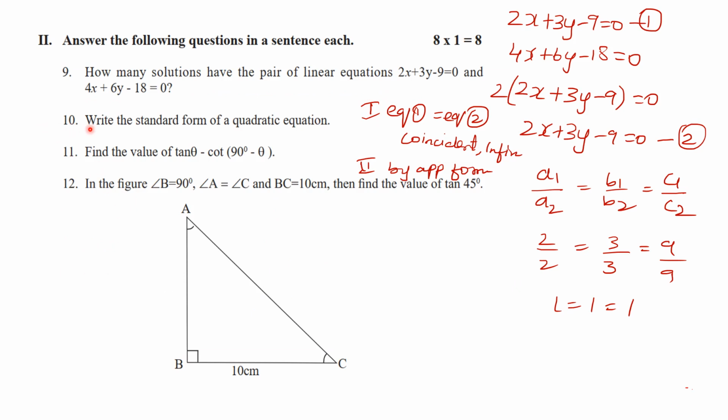Next is the 10th one. Write the standard form of a quadratic equation. What is the standard form? That is ax square plus bx plus c is equal to 0. Next, what about the 11th one? Next, move to the 11th one.